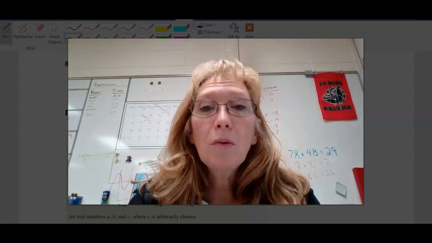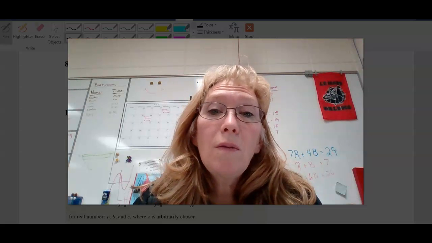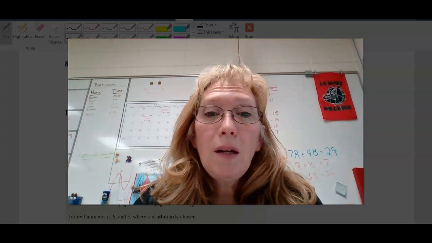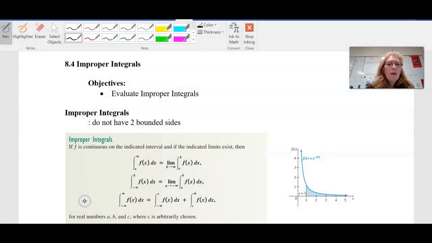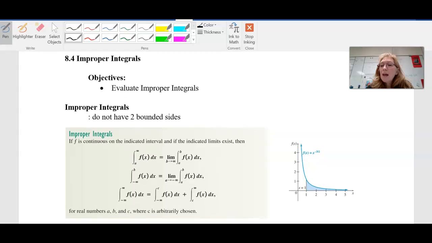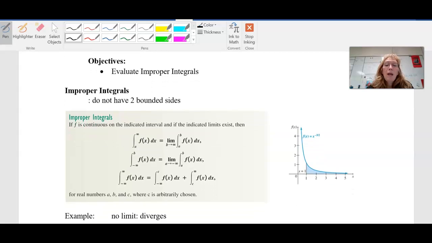This is improper integrals, which are integrals that go to infinity, or they start at infinity, or they have it on both ends. So let's have some fun with this. Alright, so we're going to evaluate improper integrals. First thing is it has to be able to be evaluated.